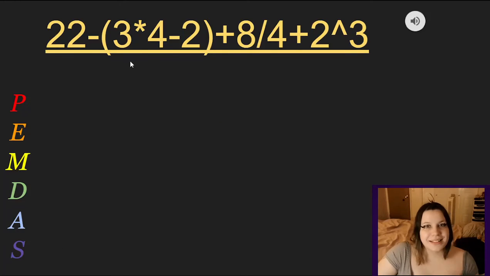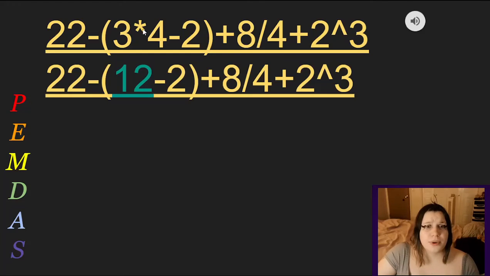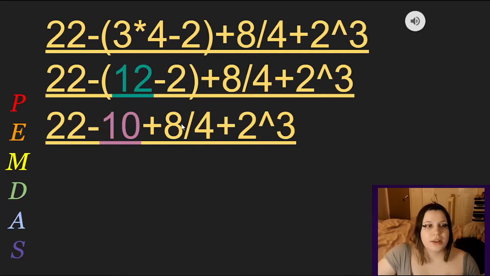Okay, the last example I have for you is a bit of a doozy, so we're just going to work through this step by step. I'll give you a minute to look over it. Okay, so we're starting in the parentheses because we have the P first. Now, in the parentheses, we still have to follow the order of operations. So instead of doing 4 minus 2, we're going to do 3 times 4, giving us 12. Now we're going to do the 12 minus the 2, which gives us a 10.